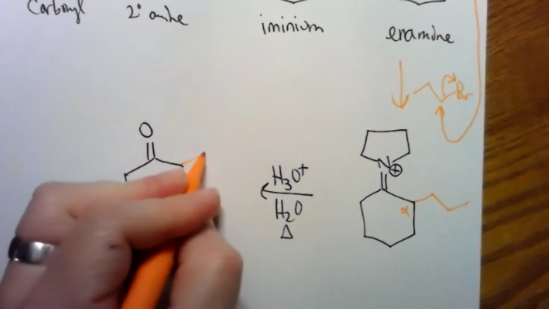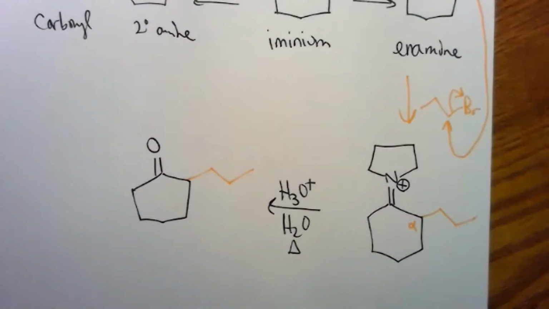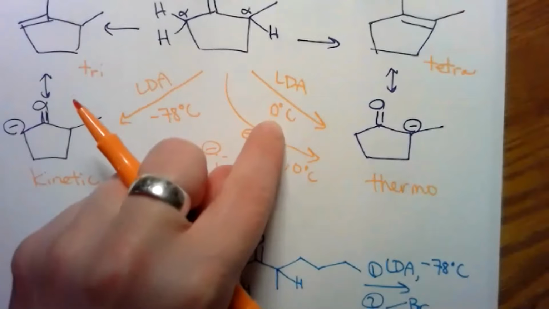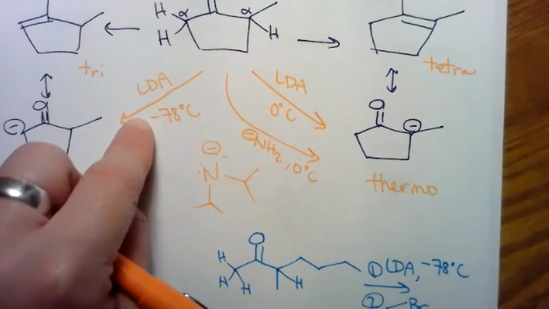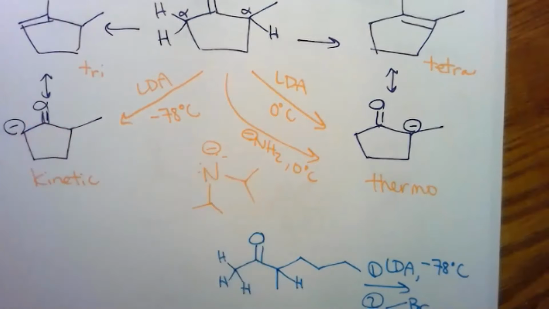enamines are especially good for obtaining the thermodynamic enolate. Huh? Yeah. Remember back here, we said LDA, it's not super stable at 0 Celsius. It really prefers to be at -78. So we said we could maybe substitute a base like NH2 minus. It's not super great either at this. Sodium hydride is maybe sometimes used, but really the thermodynamic enolate is the favored option when you use an enamine.